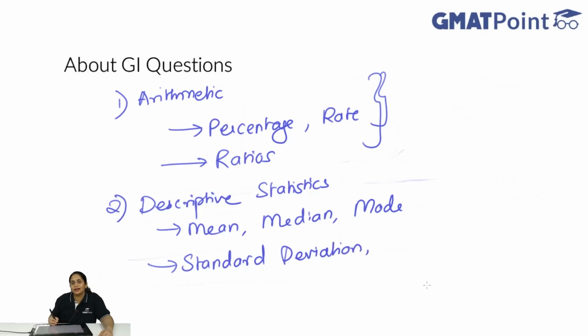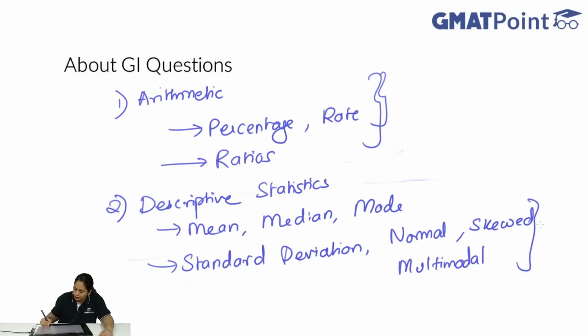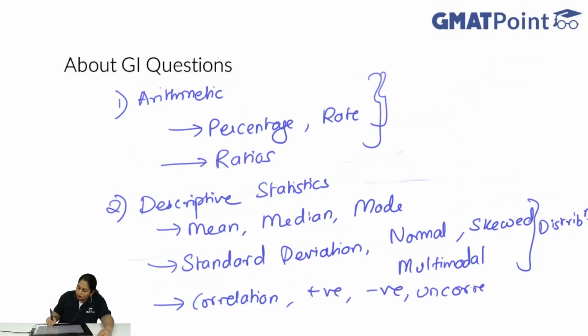Then there is an understanding of what a distribution is, what a normal distribution is, what a skewed distribution is, what a multimodal distribution is. So this is basically an understanding of distributions. This is the second skill that is needed, which is understanding of distributions and understanding of what standard deviation is. Other than that, you would also need an understanding of correlation. What is correlation? What is positive correlation? What is negative correlation? And what is uncorrelated? These are quantitative concepts that you need to know to be able to answer questions in graphics interpretation.